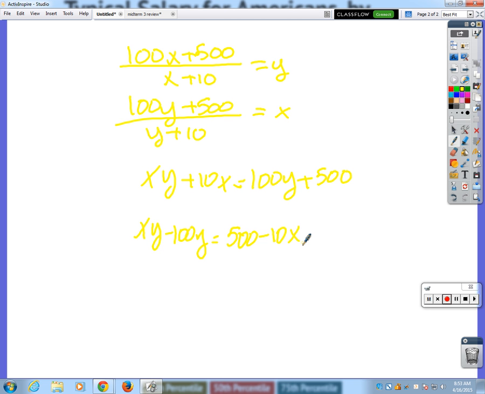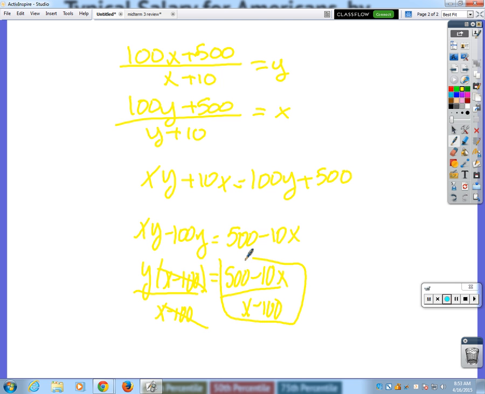Because you're always separating things. Variables on this side and numbers on this side. Yeah, so now you back out a y. That is y times (x minus 100) equals 500 minus 10x. And then you divide by that. Not your inverse. Yeah, you had it because you said factor, right? So you were on the right side. Okay, that's okay.